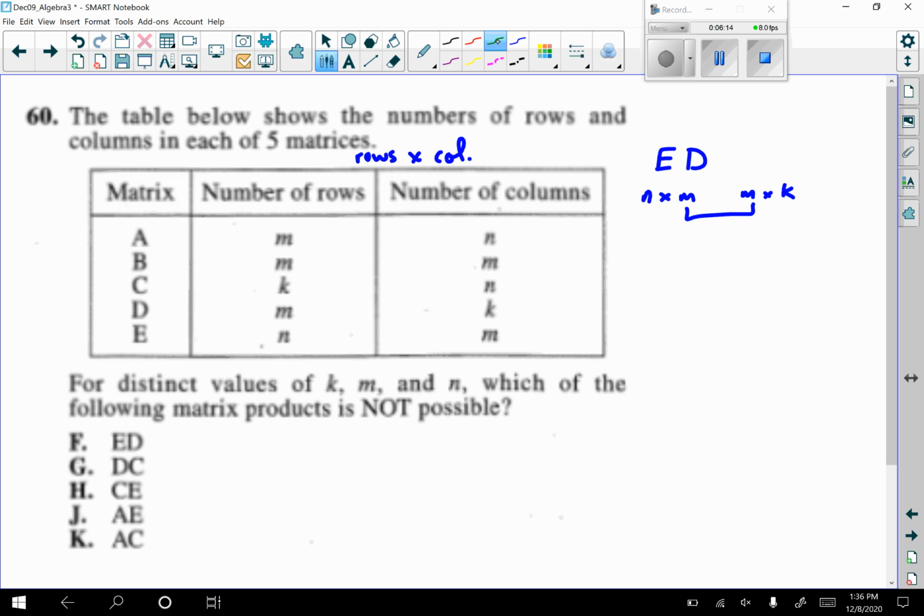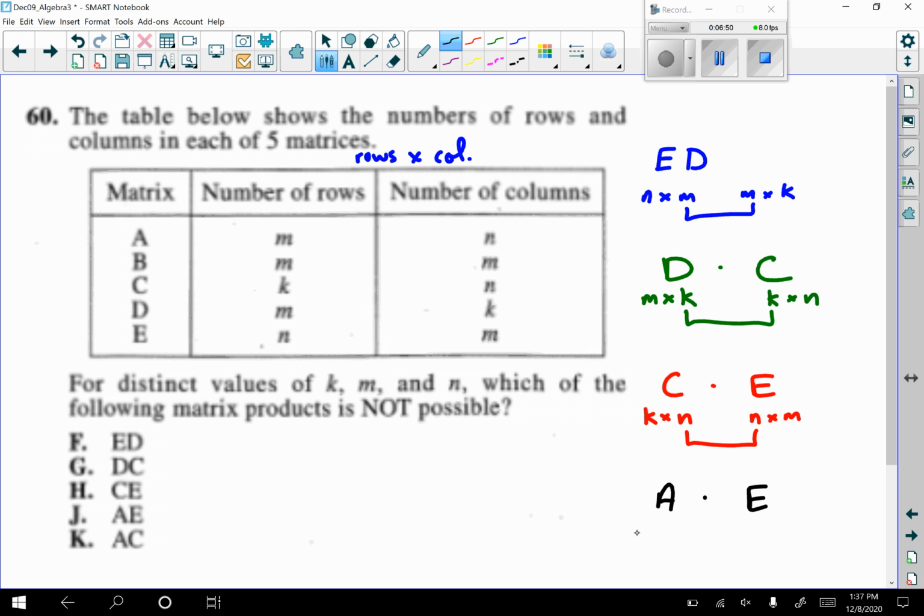Next, let's take a look at D times C. I'll write this out wider here, but D has to go first. So D is an M by K, and C is K by N. So we would be able to multiply those two together because the inside numbers match. Let's take a look at C times E. So C is K by N, and E is N by M. So would we be able to multiply those together? Yes, the ends match.